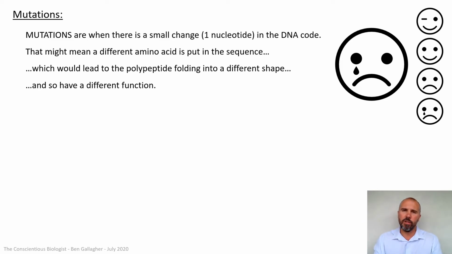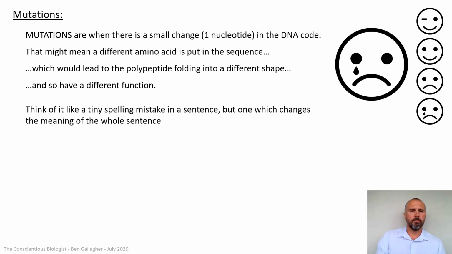This is how evolution can throw up a new characteristic totally out of nowhere, a totally new thing that hasn't existed before can suddenly arise because there's suddenly a new protein that didn't exist before, and that protein's doing something new. So you really need to think about it as like a tiny spelling mistake in a sentence, but one which changes the whole meaning of the sentence.